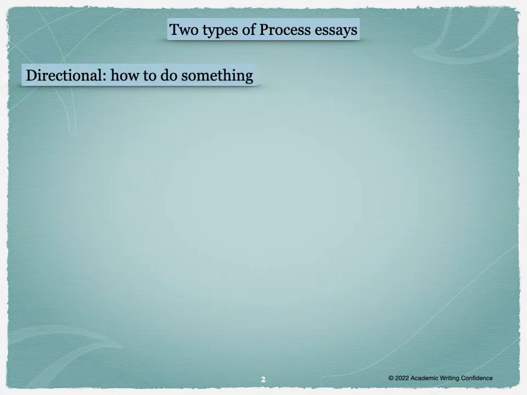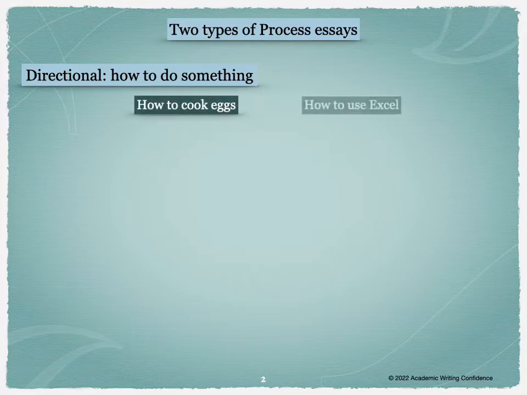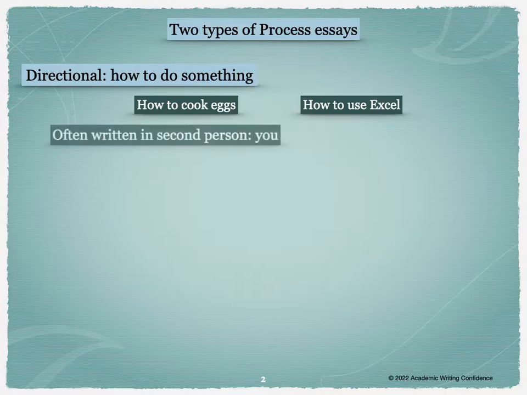The first is something we call directional. This type of essay shows how to do something. For example, how to cook eggs or how to use Excel. It's often written in the second person, using the word you. For example, it might say, first you need to, and then continue the instructions.